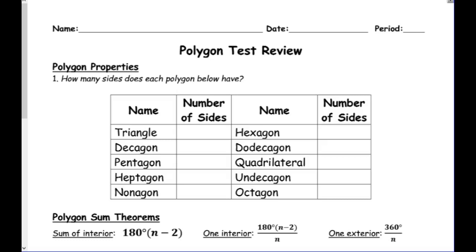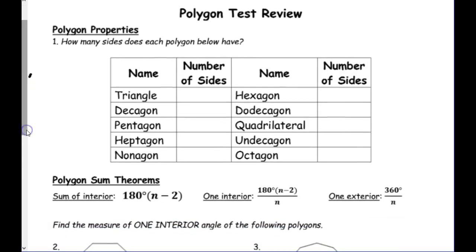Alright, let's do this review. So it says, how many sides does each polygon below have? It says triangle, so that's 3. Decagon, like a decade, is 10. Pentagon, like the government building, 5.